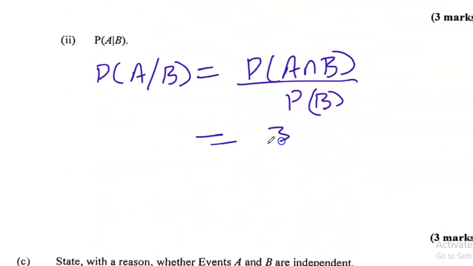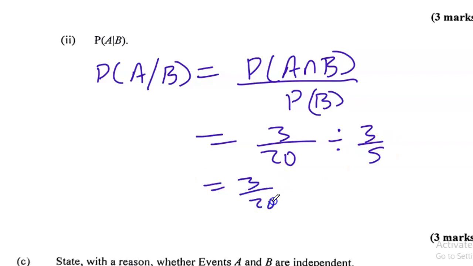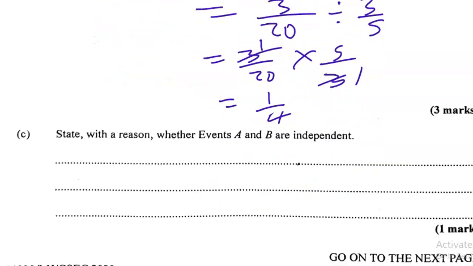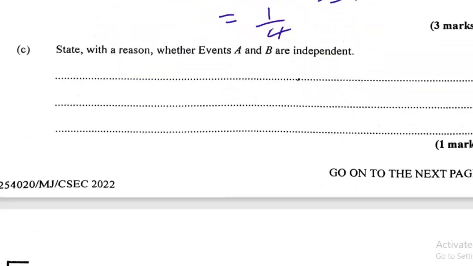So it's 3 over 20 divided by 3/5, which will be 3 over 20 times 5/3. So that into that, 1, 5/20, that's a quarter. So the probability of A given B is a quarter. Next, state with a reason whether A and B are independent.